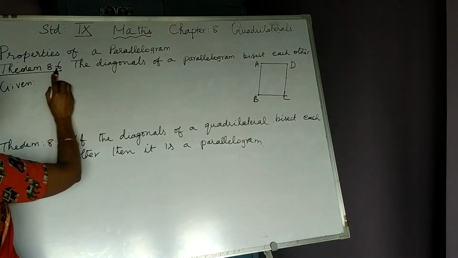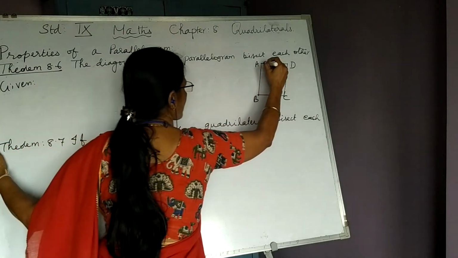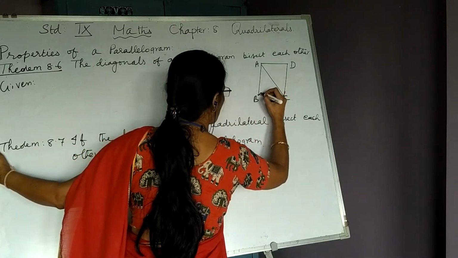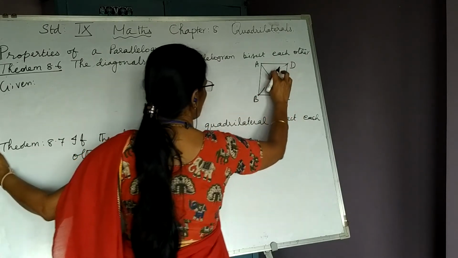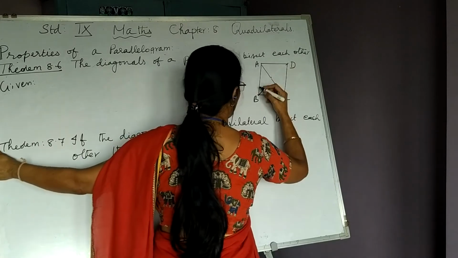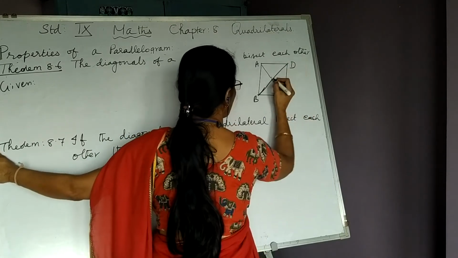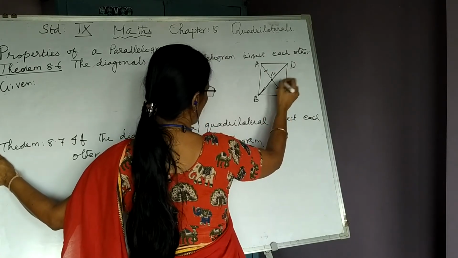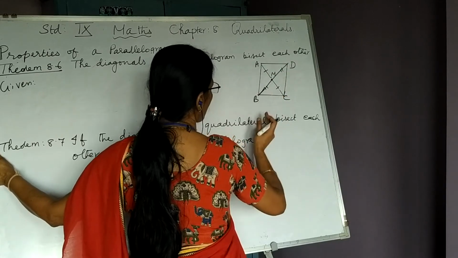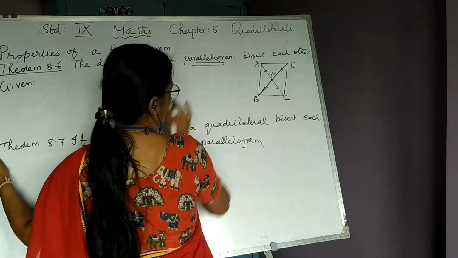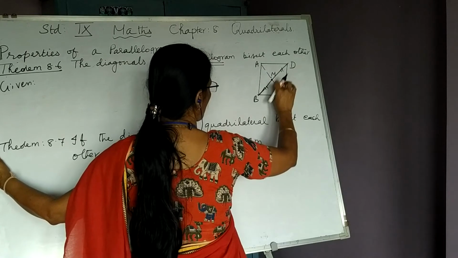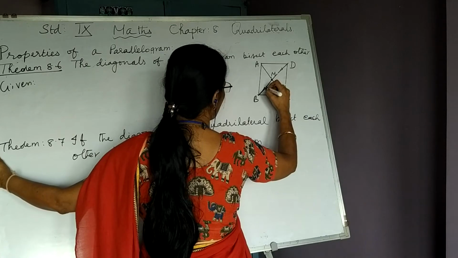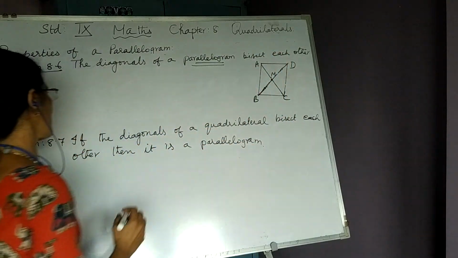Theorem 8.6 is the diagonals of a parallelogram. Therefore, I complete the diagonals. Diagonals of a parallelogram bisect each other. Means what? Both the diagonals, they intersect at the midpoint. So, AM and CM are equal, BM and DM are equal when it is a parallelogram. Right? Therefore, if you find ABCD is a parallelogram, then definitely you can say the diagonals bisect each other.